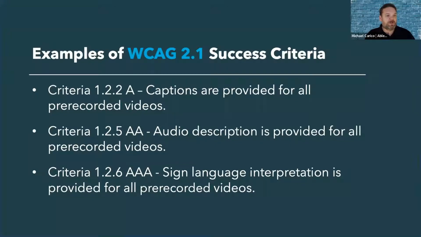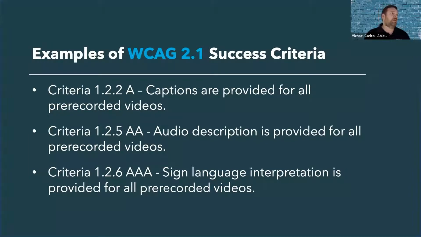So criterion 1.2.2 A says captions are provided for all pre-recorded videos. And this is an interpretation of them. It's actually more involved. I just took this out because it actually deals with all media. So that means simply, if you have a video, it has to have closed captioning so that people who have hearing issues can see what's being said. Criterion 1.2.5 AA says that audio descriptions are provided for all pre-recorded video. And that's for people who have vision issues.